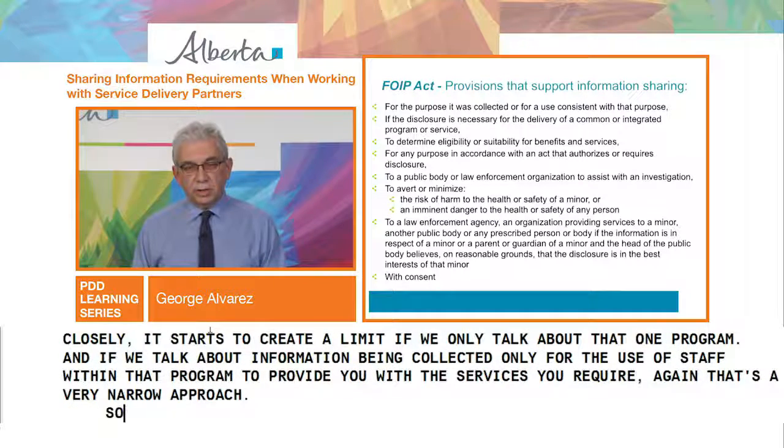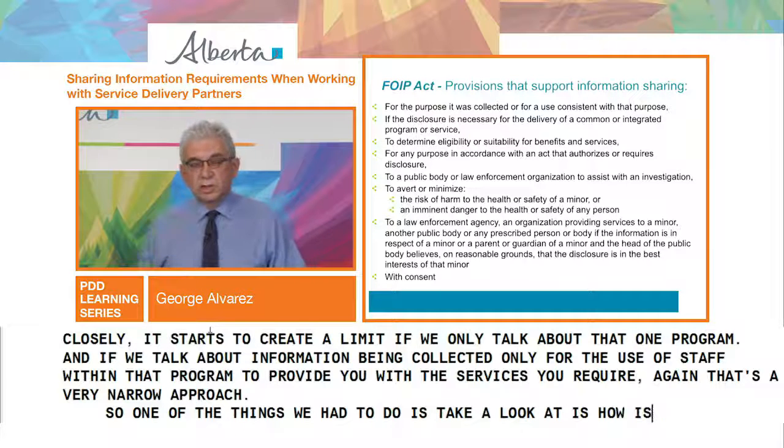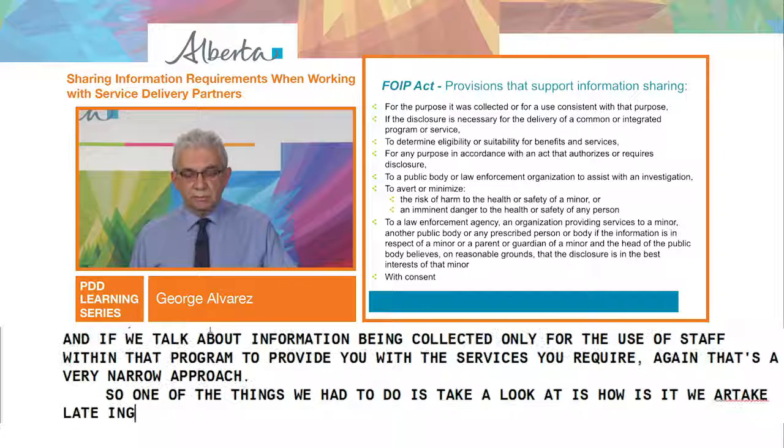So one of the things that we had to do was take a look at how it is that we're articulating the purpose of collection and what it is that we're really trying to achieve.